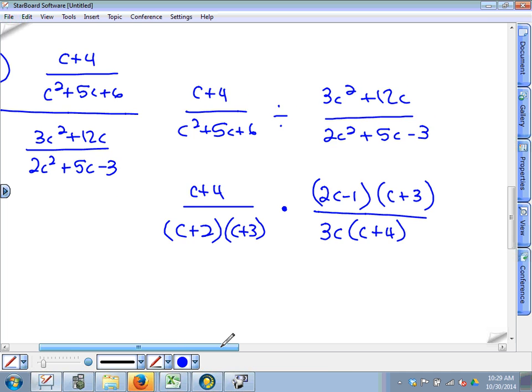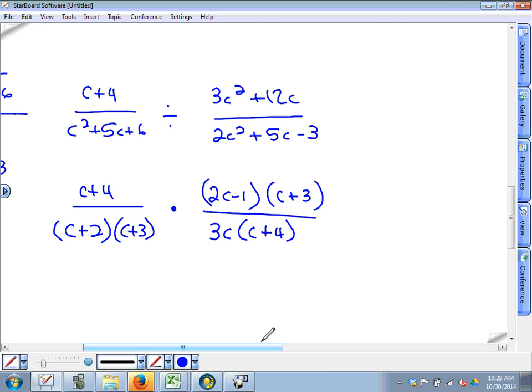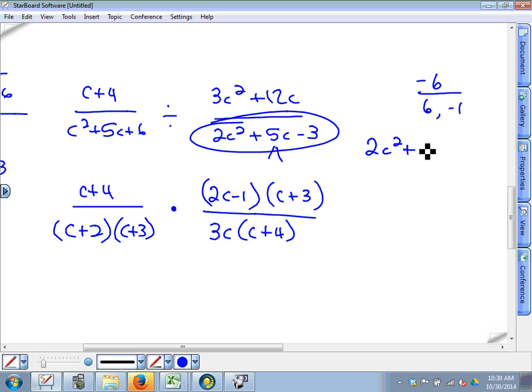Okay? Now, you guys, the way that you have to factor this is 2 times negative 3. That equals negative 6. Now you need two numbers that multiply to negative 6 that add to 5. It's 6 and negative 1. Then you split this up. Right, it's 2C squared plus 6C minus 1C minus 3. Then you factor by grouping.